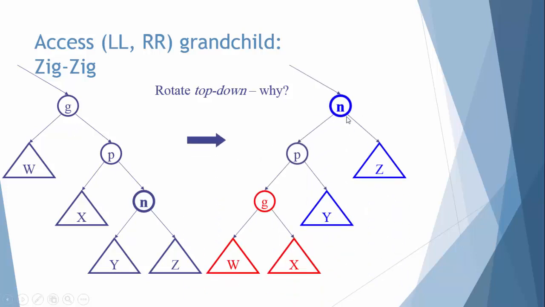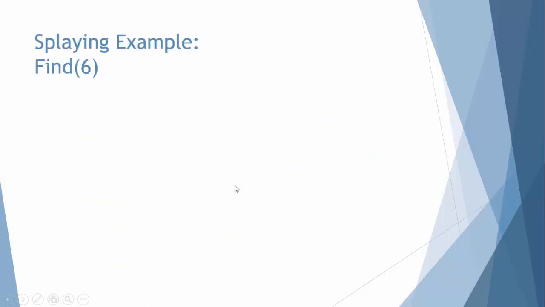N becomes the parent of P, and P becomes the parent of G. Y, which was the left subtree of N, becomes the right subtree of P, and X, which was the left subtree of P, becomes the right subtree of G. That's it.